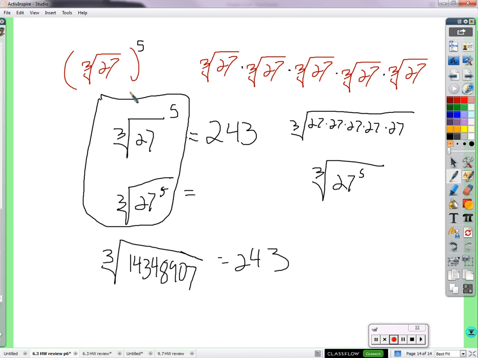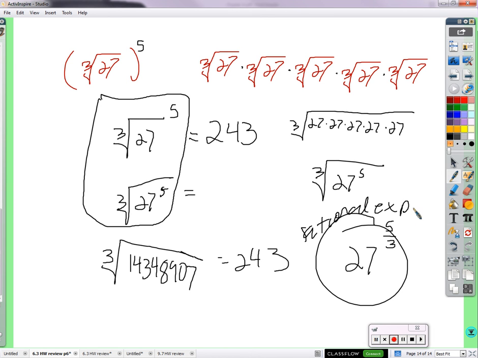Okay? If I see the third root of 27 to the 5th, without much difficulty, it could be rewritten as 27 to the 5/3 power. If I rewrite this third root as 27 to the 1/3, multiply 1/3 by 5, I get 27 to the 5/3. So this is what you call rational exponent form. It's an exponent form already, right? There's no square root symbol, there's no radical. So this is rational exponent form. And this is what you call radical form.